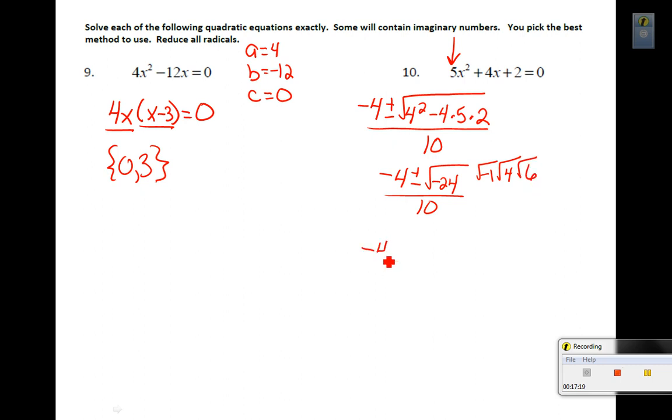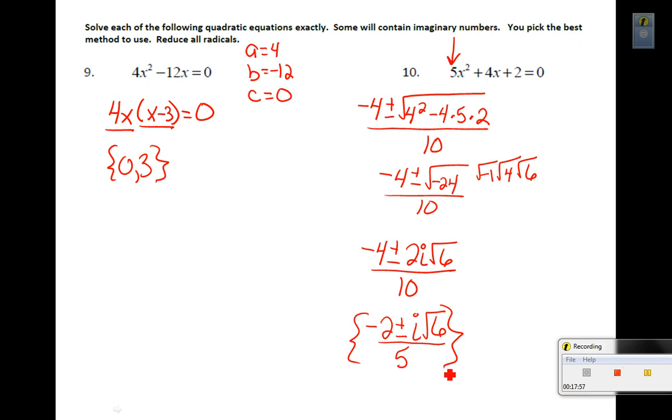So I'm going to have negative 4 plus or minus. The square root of 4 is 2. The square root of negative 1 is i. Radical 6 all over 10. And then we're almost done. Do you see a number that will go into 4, 2, and 10? A 2 does. So negative 4 divided by 2 is negative 2 plus or minus 2 divided by 2 is 1, so I have i radical 6, all over 10 divided by 2 is 5. And then we've got it.